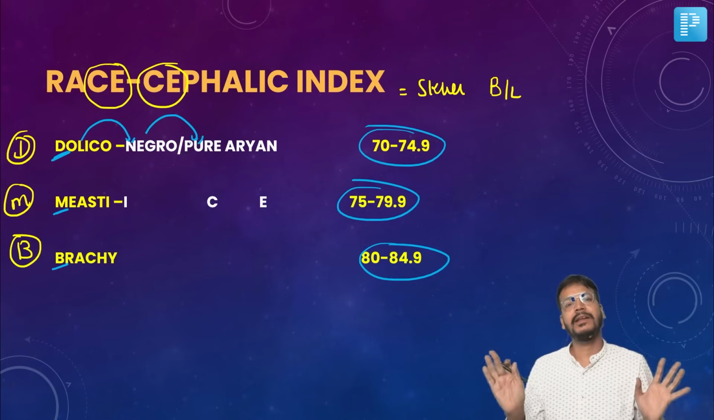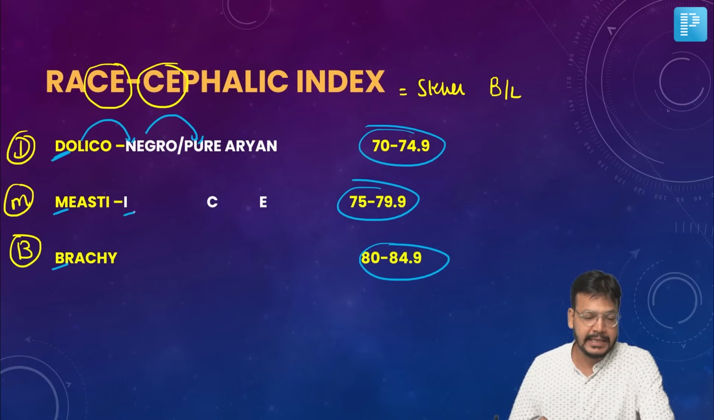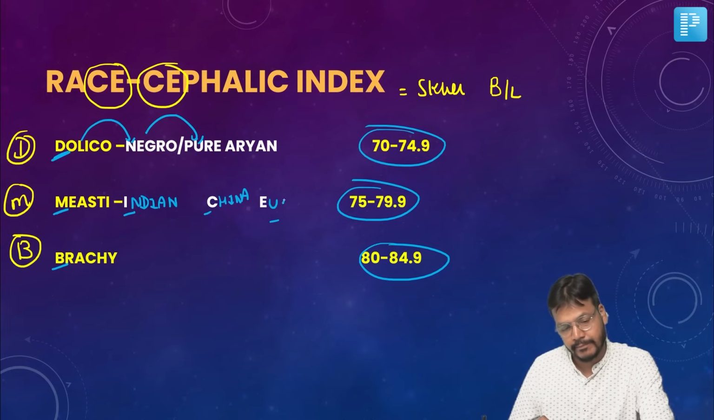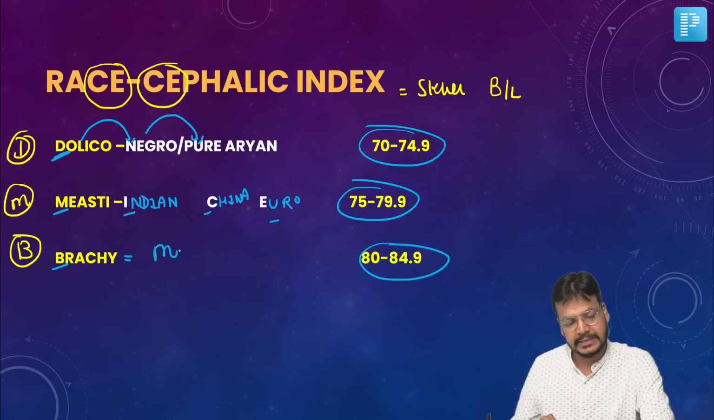If you are pure Aryan and Negro you have dolichocephalic. Mesaticephalic, MICE, mice, that's a trick to remember. I for it is Indian, C for it is Chinese and E for it's a European. Indian has mesaticephalic and brachycephaly is seen in Mongol.